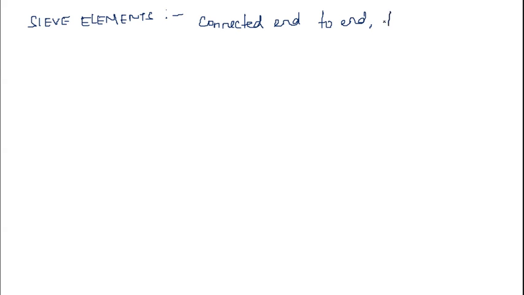So what we have to know about sieve elements is that they are very elongated structures. They are connected end to end to form a tube-like structure.